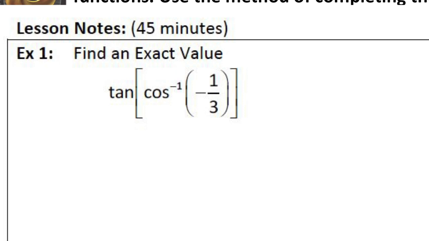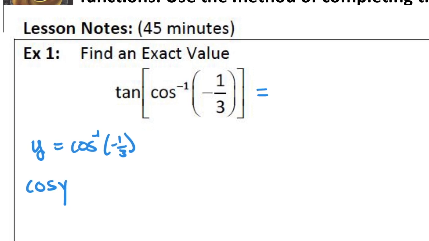For example 1, we want the exact value of this complex expression. We'll let y be equal to the cosine inverse of negative 1/3. So we know that the cosine of y must be equal to negative 1/3. Now let's think about our right triangle trig. If the angle is y, then the cosine is the adjacent over the hypotenuse, and we can find that the missing side is the square root of 8.